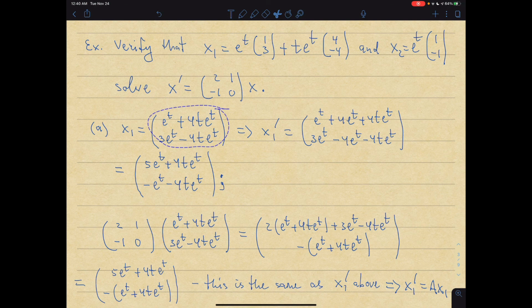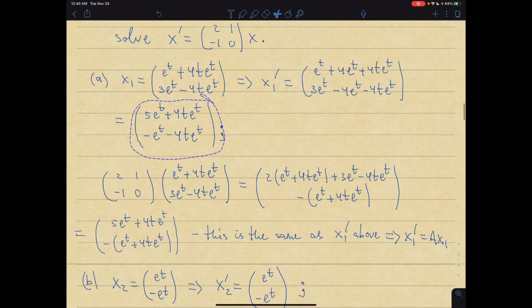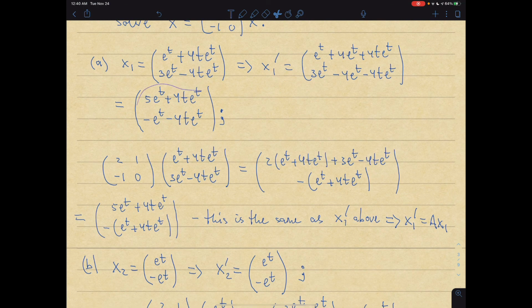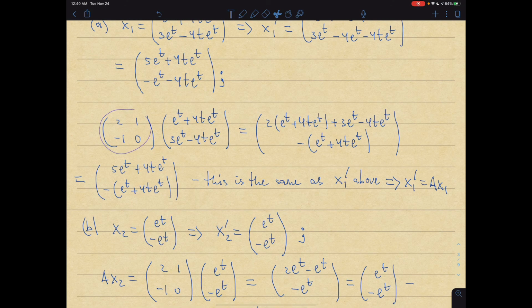So then to find x1 prime, you have to differentiate both entries. You differentiate this, you get that. You differentiate the second component, you get the expression here. You simplify, and you end up with this vector. Again, vector because it has two components. And to check that the equation actually is satisfied, the next thing I need to do is multiply the matrix that I have here by this x1 and verify that I'm going to get the same vector as x prime. So we're doing matrix vector multiplication.